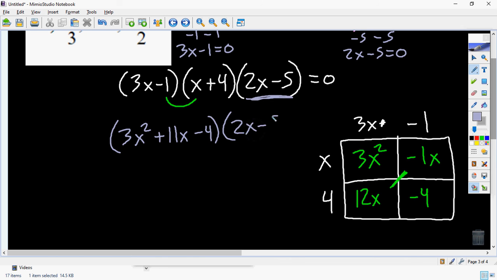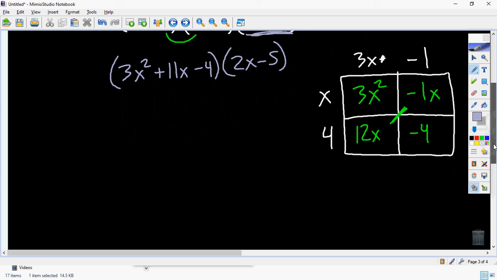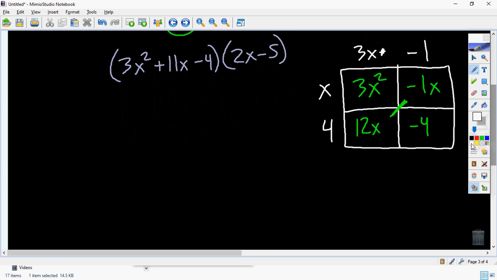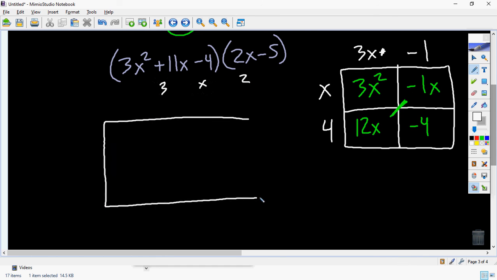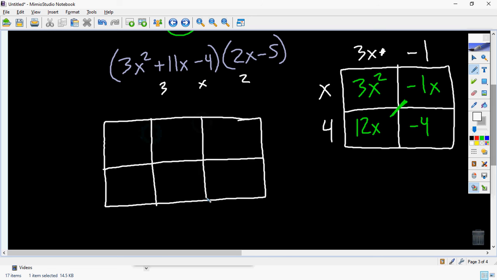2x minus 5. Alright. Well, now I need to multiply those two together. And this will be the last thing that I do, and then I'll have my polynomial. Well, this is a 3 by 2, so I need to make a 3 by 2 box. I always make mine horizontal. You can make yours vertical. By that I mean I have a width of 3 and a height of 2, but you can make it a height of 3 and a width of 2, and it still works the same way.